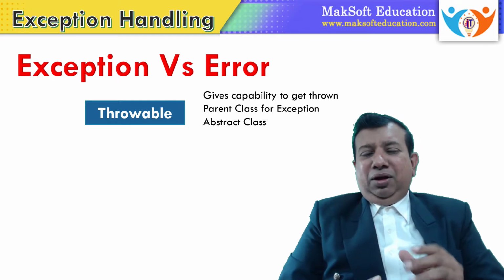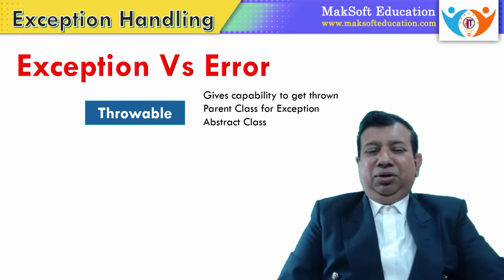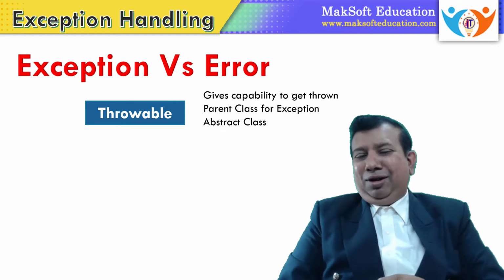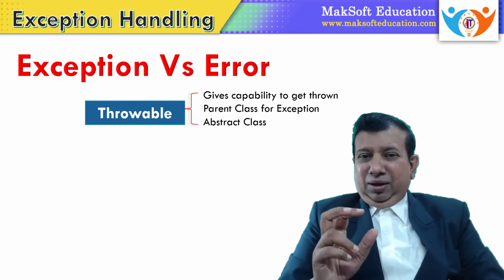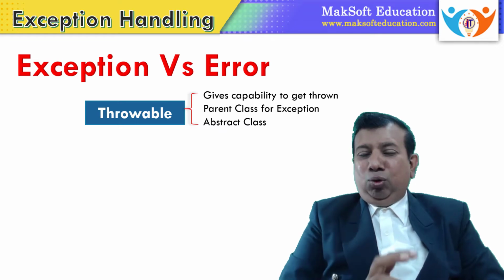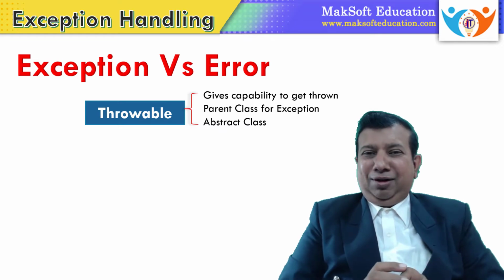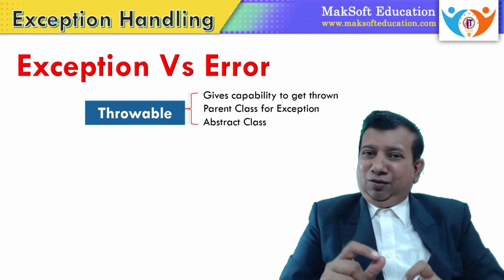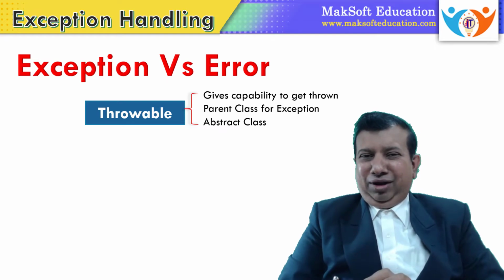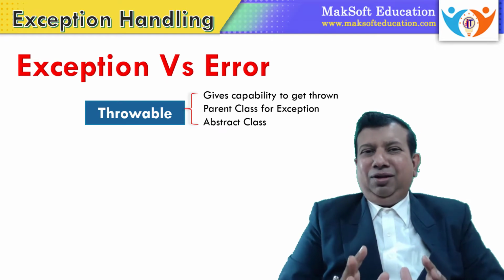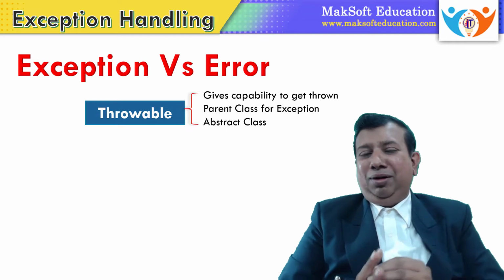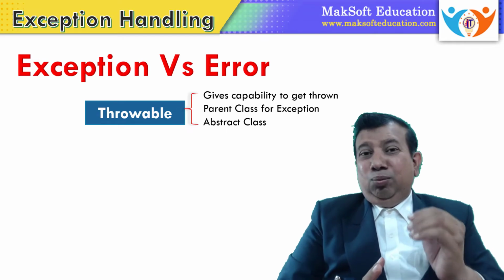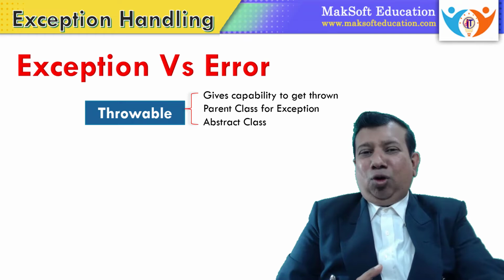Now this is about the throwable class. It has three capabilities. Number one, an object can be thrown, which is possible because of the throwable class. It is the parent class for both exceptions and errors, and throwable is an abstract class. So this is about the throwable class. Now let us move towards our actual topic.